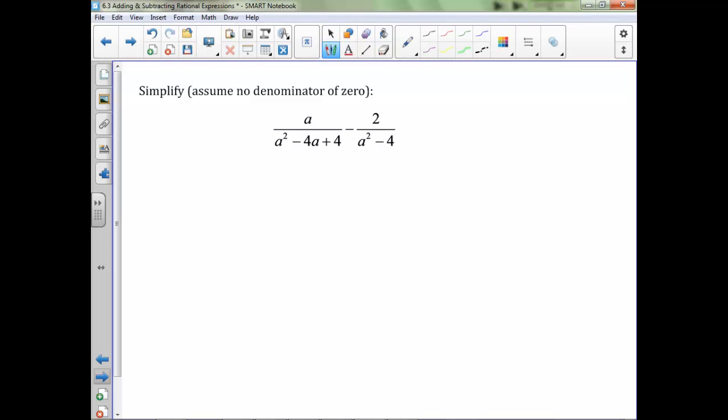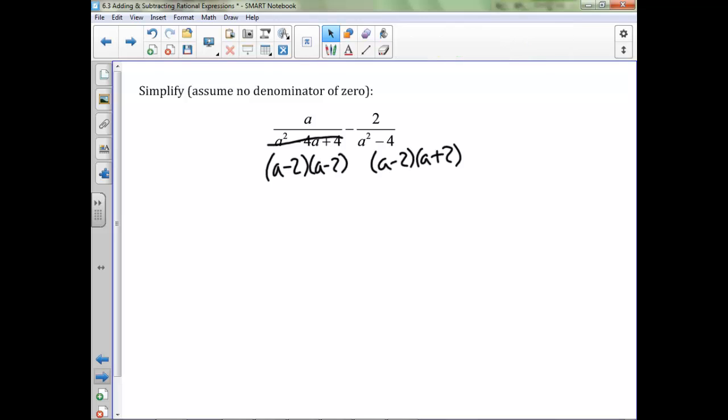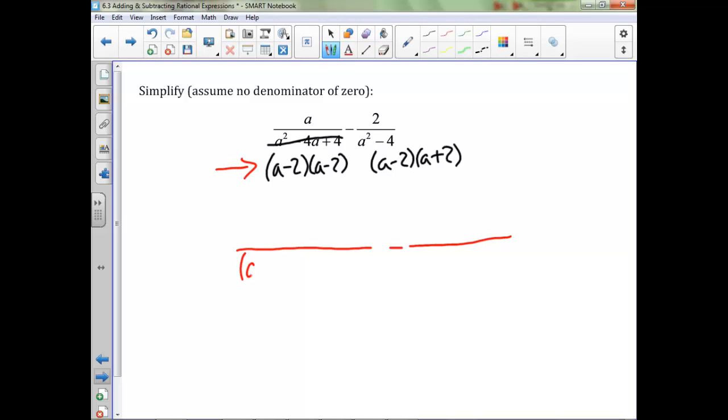Alright, this one, let's start by figuring out our common denominator. So this first one will factor into a minus 2 times a minus 2. The second one is a minus 2 times a plus 2. And now, when we get our common denominator, we need all of the factors that are in the first fraction. So we know we're going to have an a minus 2 times an a minus 2.